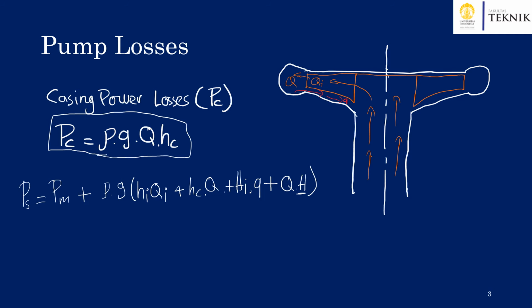So these equations we had earlier in this tutorial video. So PS is the total power by the shaft.